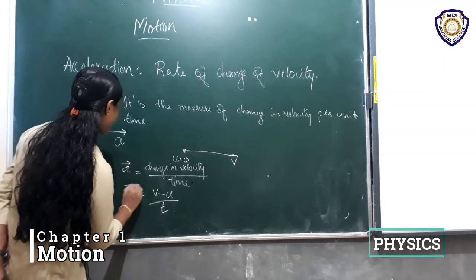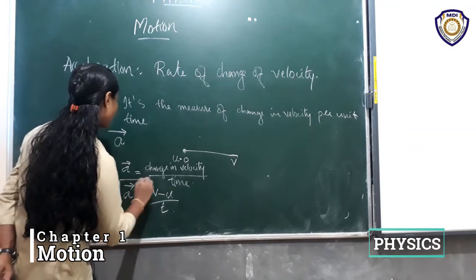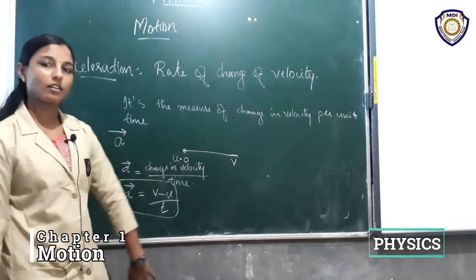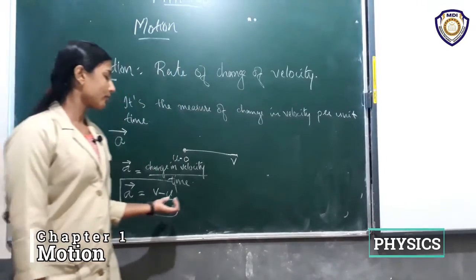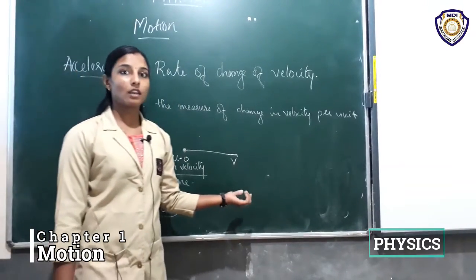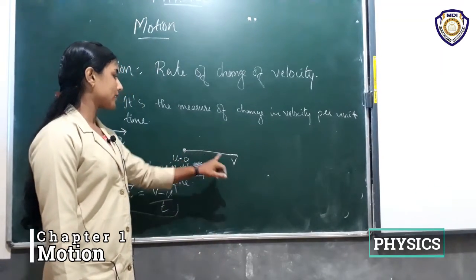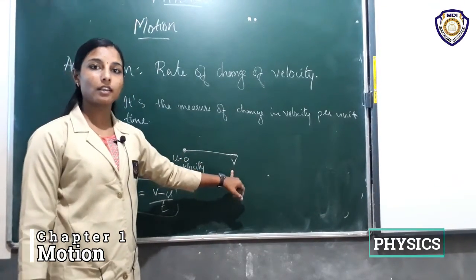So acceleration can be written like this, okay? So this kind of motion is said to be accelerated motion, right? That is, it has a velocity change from u to v, okay?